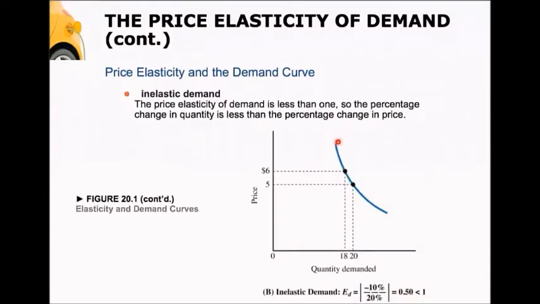For this demand curve, we have what's called an inelastic demand curve. When we calculate the price elasticity moving from this point to this point, we get a price elasticity of 0.5, which is less than 1. This is an inelastic demand.